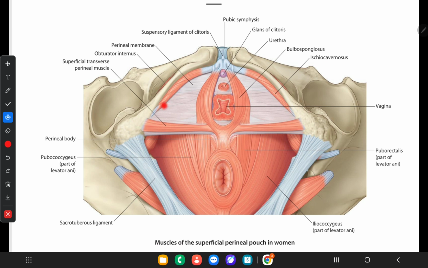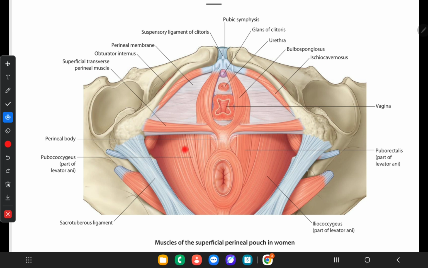Ischiocavernosus muscle. These two are the ischiocavernosus. Then you have the bulbospongiosus muscle. This is the glans of the clitoris. This is the urethra and this is the vagina. And you can see the superficial transverse perineal muscle on either side. And this is the perineal body.